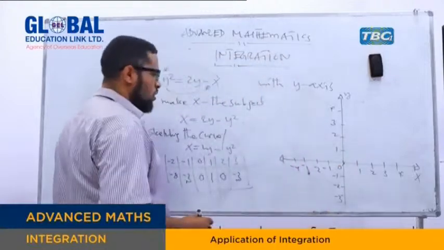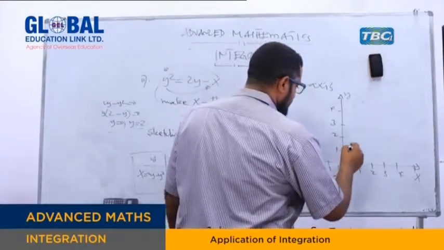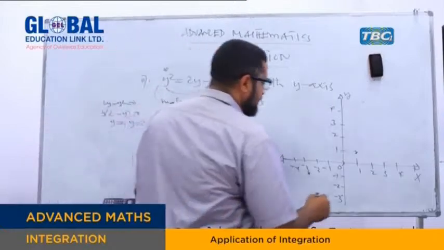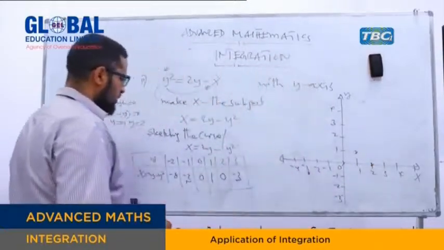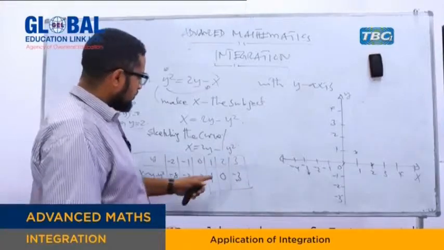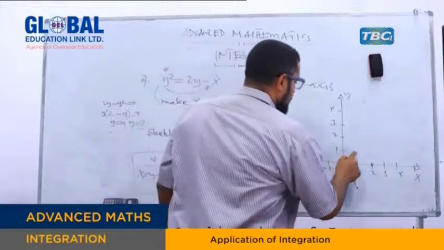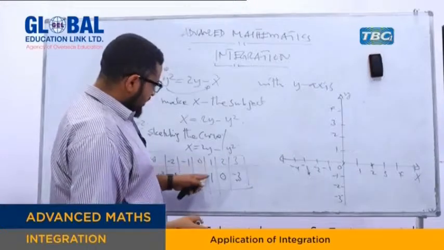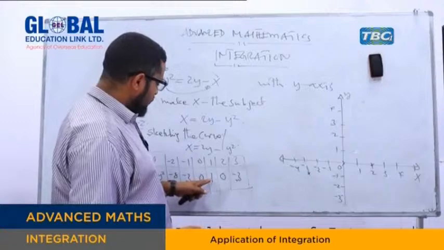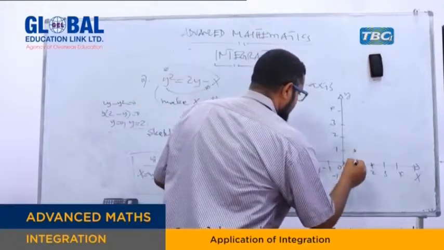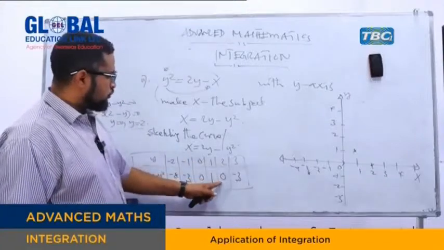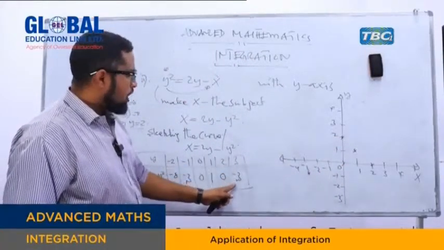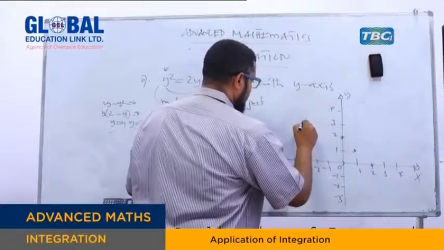When y is equal to 0, we have 0. When we have 1, what do we have? 1 is just 1. When we have 2, we have 0. And when we have 3, when y is equal to 1, the value of x is equal to 1, that one. And when y is equal to 2, the value of x is 0, we have that one. And when y is equal to 3, we have negative 3.